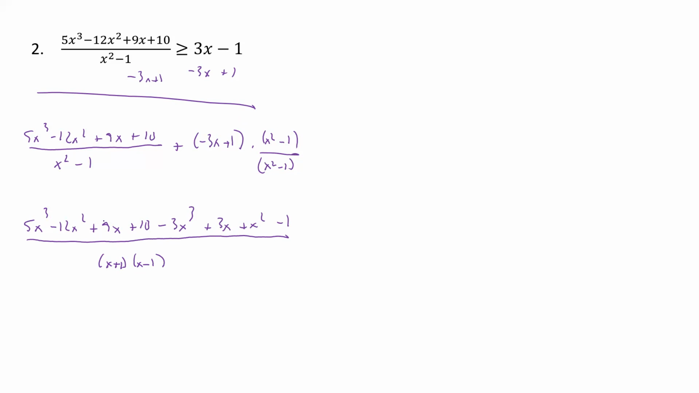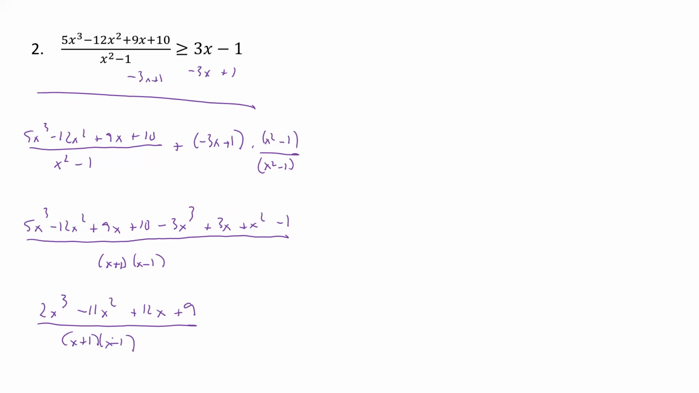Okay. Now what do we have here? Well, that we have to simplify. So we have a 5 minus 3, so that's a 2x to the third. And so then we have a minus 12 plus 1, so that's a minus 11x squared. I have a 9 plus 3, so that's a plus 12x. 10 minus 1, that's plus 9, all over x plus 1, x minus 1.